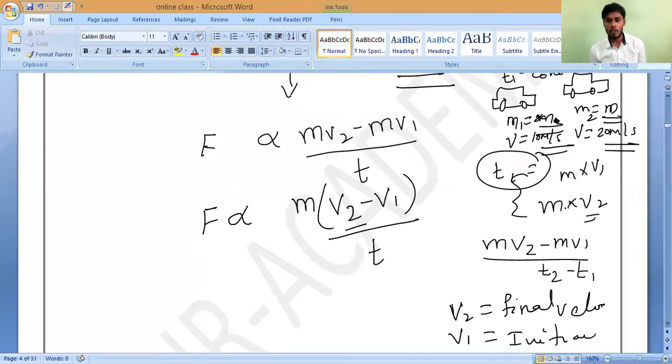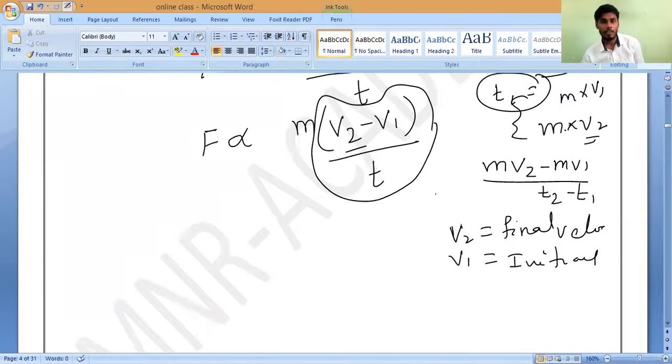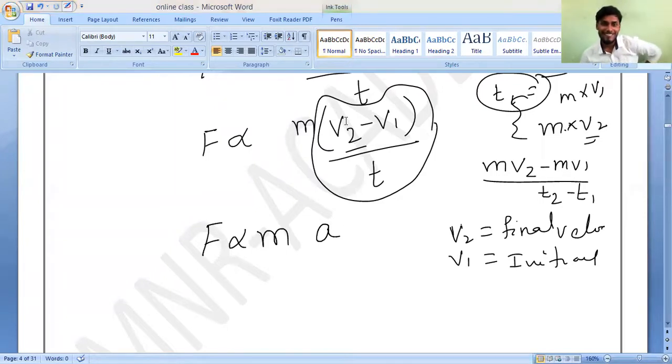Now, final velocity minus initial velocity divided by time equals something from our first chapter. What is that? Acceleration. That is the formula. All of you, can you understand? How many of you understand this? Understood, sir. Anybody, any doubt, you ask me. So that is the thing.